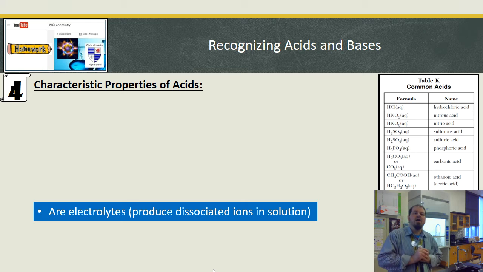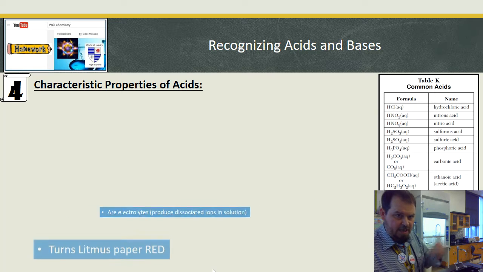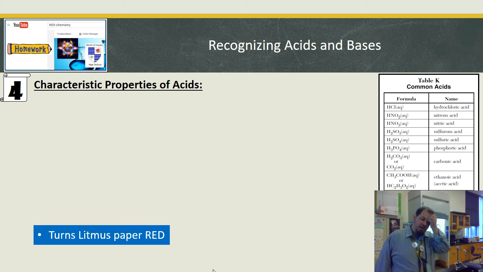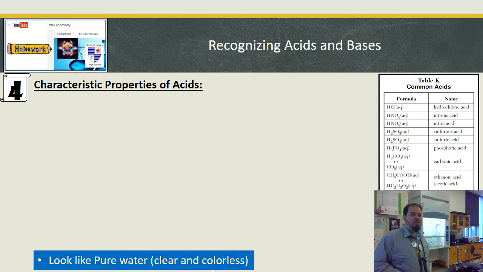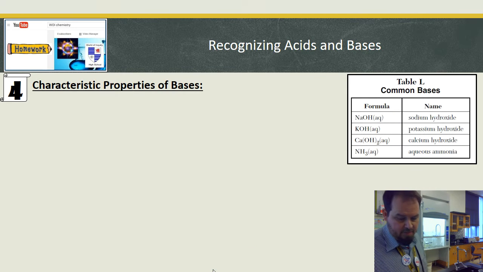Okay, acids are electrolytes. They produce dissociated ions in solution, H pluses and whatever else is there. And by definition, they turn litmus paper red. We'll get into indicators later. They also generally look like pure water. They're clear and colorless a lot of times.